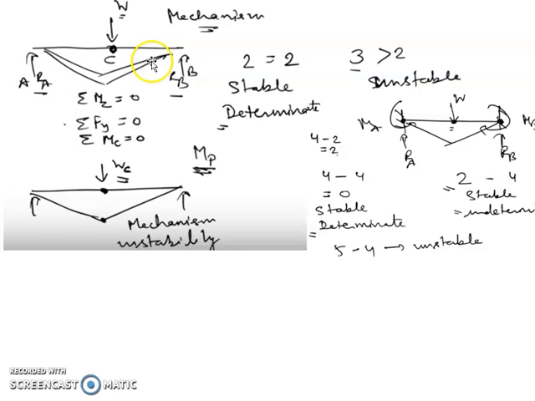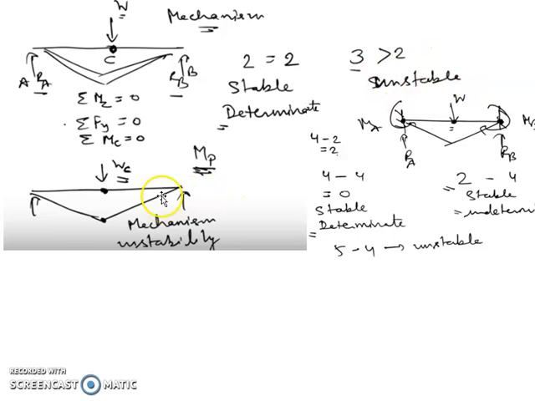Consider a simply supported beam. It is subjected to a point load at the center. Initially, there are two unknowns, RA and RB, and two available equations, summation of M equals zero and summation of F equals zero. Two equal to two, the structure is called stable and also determinate. If you increase the load W, what will happen? One more hinge develops at the center. Now available equations are 3, and the number of unknowns is 2. 3 is greater than 2, so this structure is unstable.